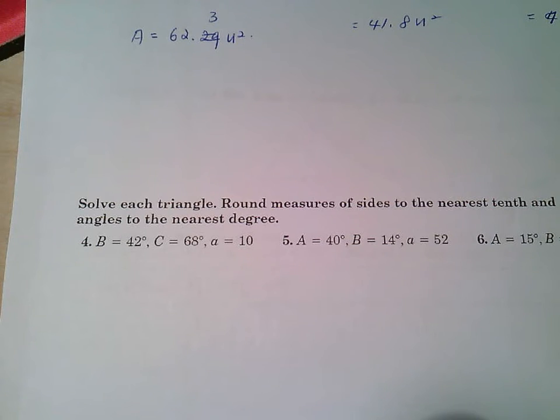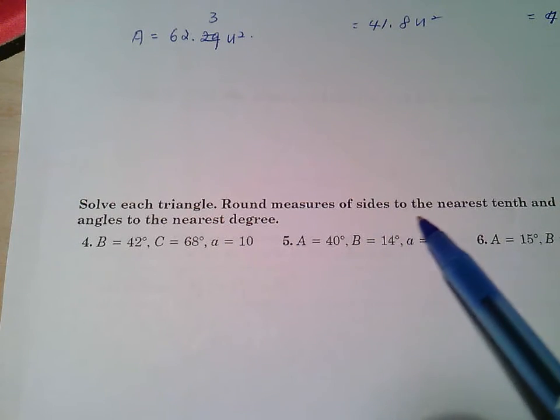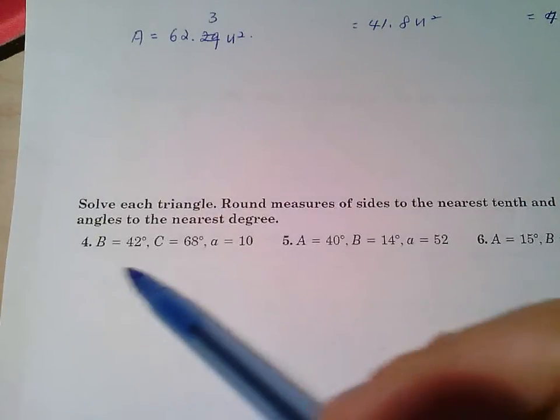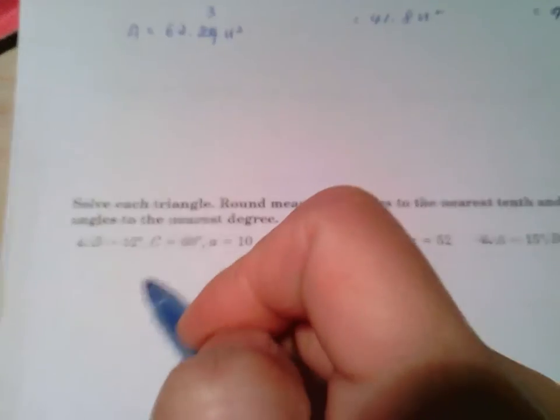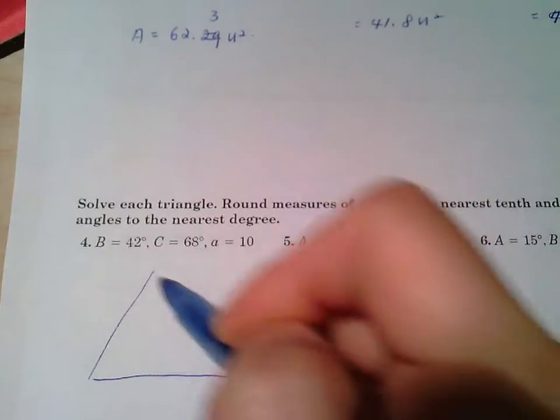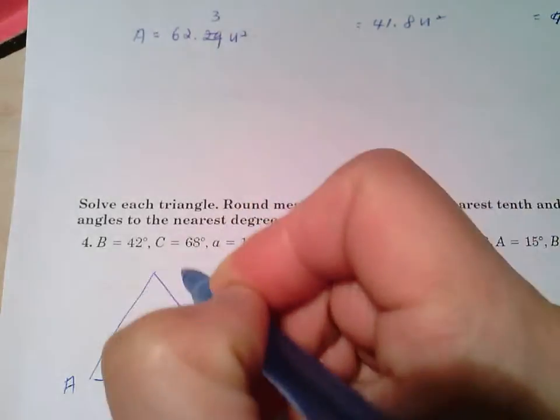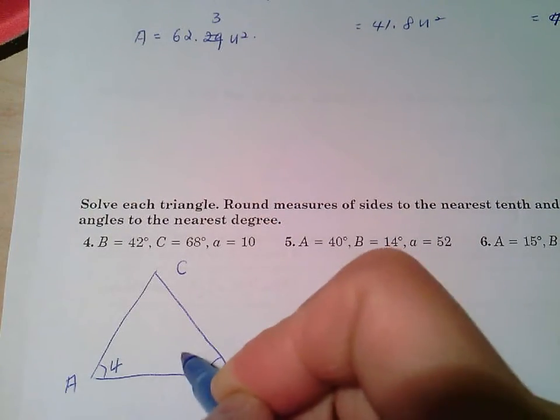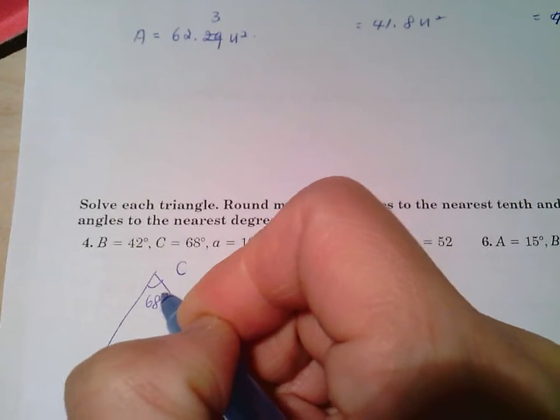Now next one is number 4, 5, 6. We're going to use the law of sines to solve each triangle. Round the measure of sides to the nearest tenth and the measure of angles to the nearest degree. Okay. So now B and C, we know that stands for the angle, right? So let me sketch the triangle. We have A, B, C. We're given angle, no, this is B, right? So 42 degrees. Angle C is 68 degrees.